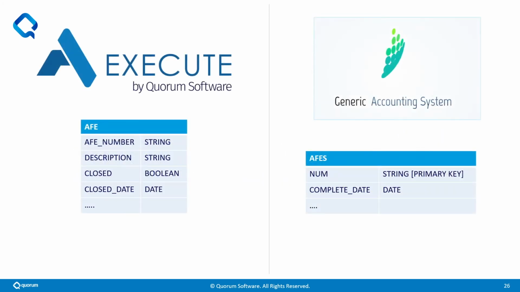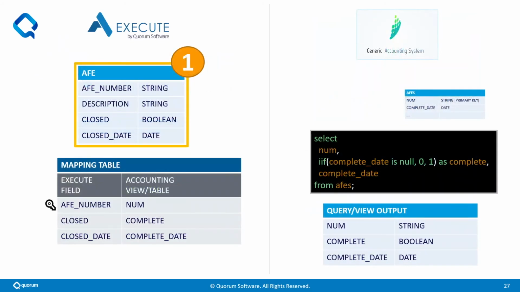So similar kind of process, maybe the structure in Aucerna Execute for this. Obviously very simplified here, but we've got closed as a Boolean or a yes or no field, and we have a close date for each AFE. Whereas in the accounting system side, maybe we use different terminology, it's a completed date, and we don't have that Boolean field. So again, we're going to start off looking at what we have in Aucerna Execute.